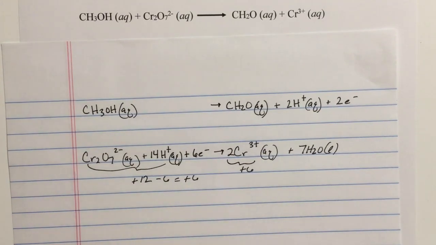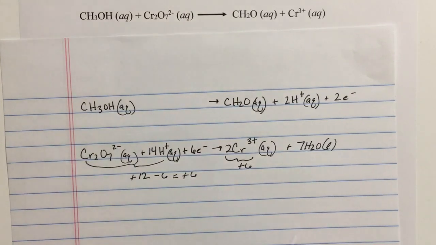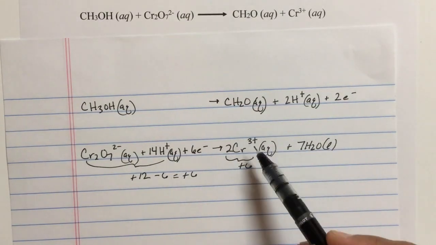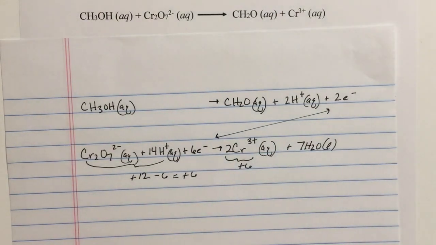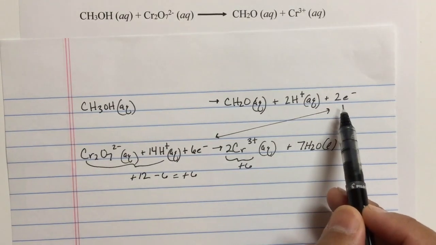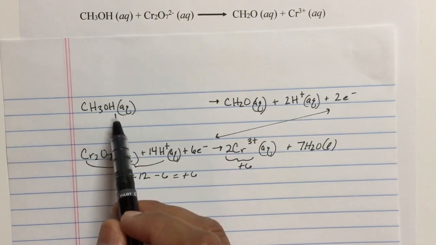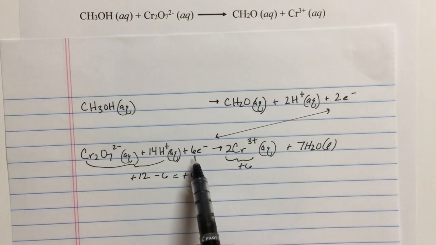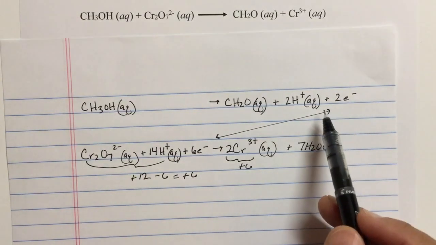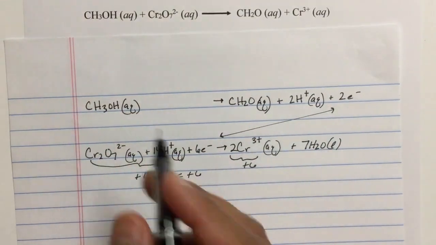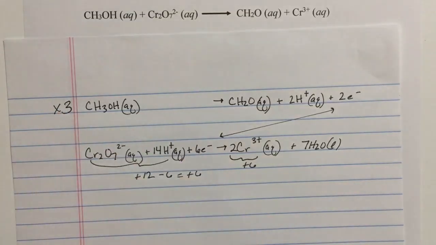Okay, so at this point, all of the atoms and charges are balanced for the half reactions, but what we have to do now is put these reactions together. Before we do that, take a look at those electrons. This doesn't make sense. There are 2 electrons being lost by the methanol. There are 6 electrons being gained by the dichromate. So we need those electrons to balance. So clearly what we'll do here is we'll multiply the first equation by 3.